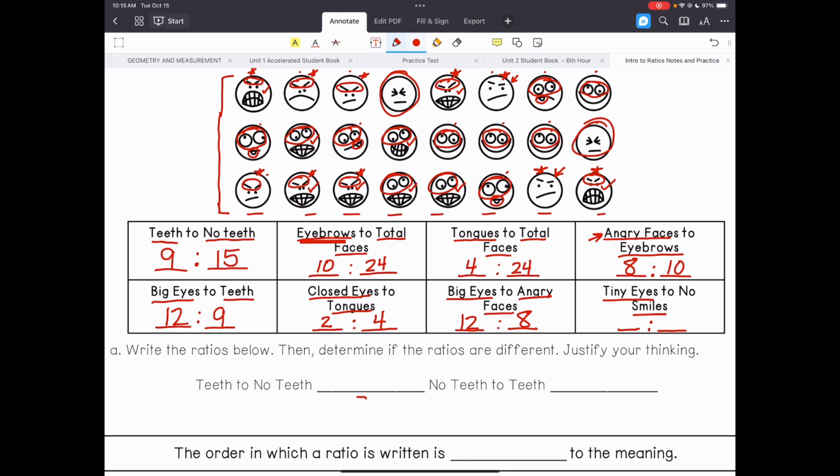Tiny eyes? Nope. All right, so I'm going to circle those eyes. 1, 2, 3, 4, 5, 6, 7, 8, 9. Whoop, 10 right there. So 10 tiny eyes, and then the ones that have no smiles. So this can go a couple of different ways. We've got the angry faces and all that. So let's go ahead and see who's not smiling. I'm going to say this guy's not smiling. I'm just going to put a slash. 2, 3, 4, 5, 6, 7. That's a smile.